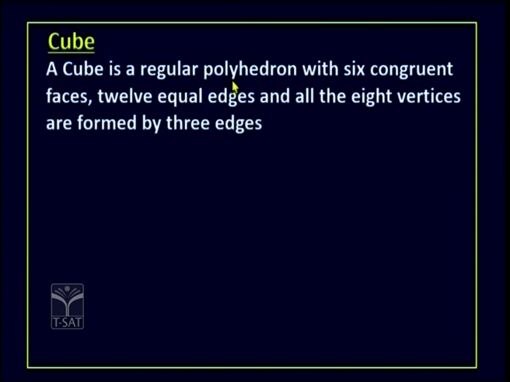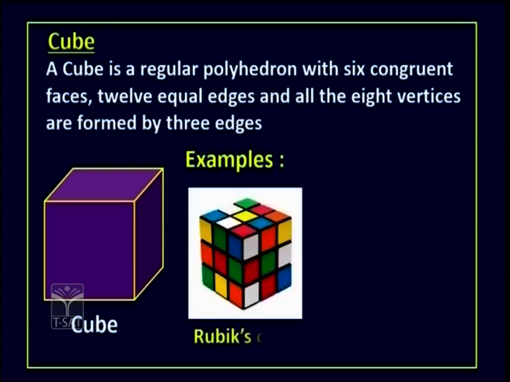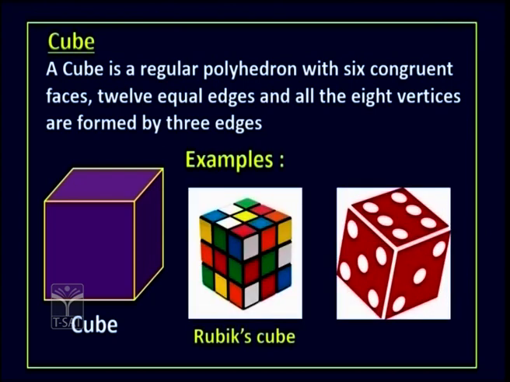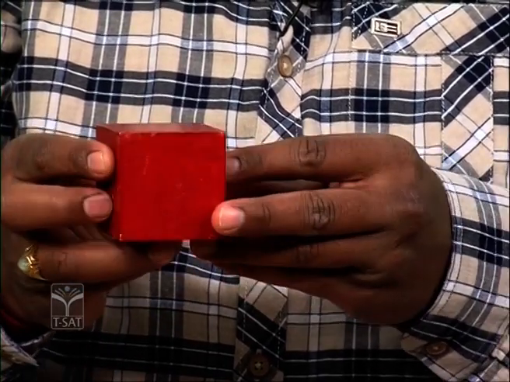Now children, let us understand what a cube is. A cube is a regular polyhedron with 6 congruent faces, 12 equal edges, and all 8 vertices are formed by 3 edges. Children, you can observe I am taking a cube here, and you can see many examples of a cube in our day-to-day life, right? One is a Rubik's cube, the other one is a dice. Children, what is there in my hands? Yes, you are observing a cube.